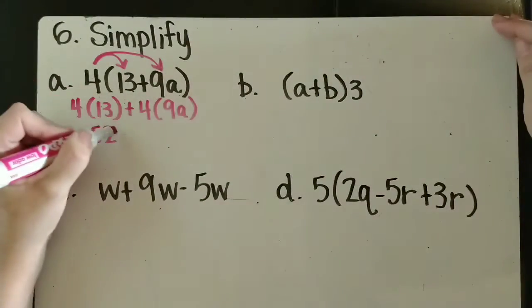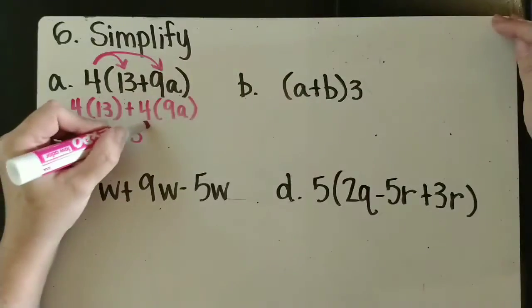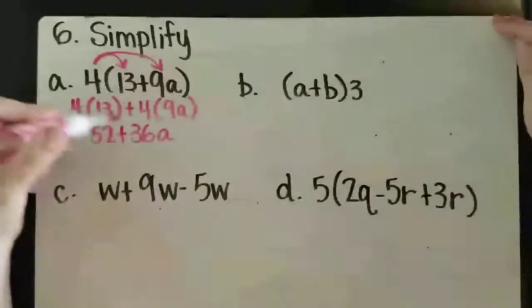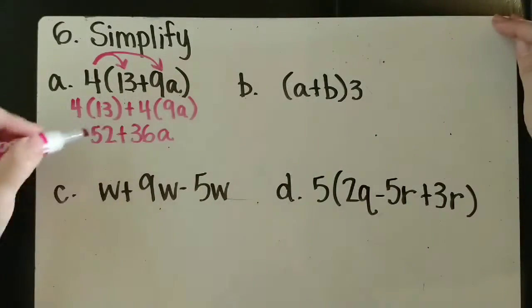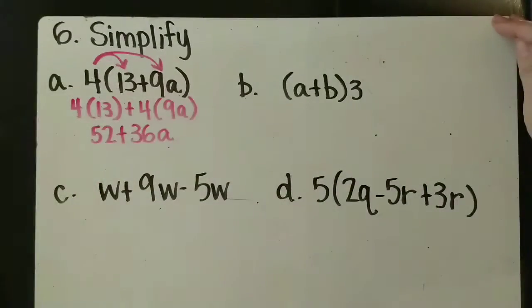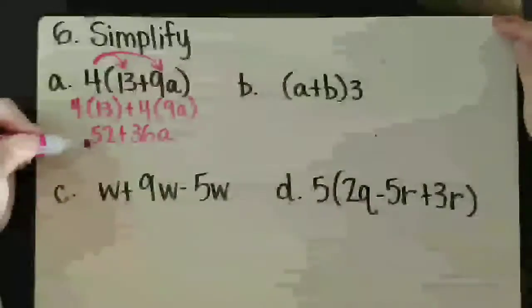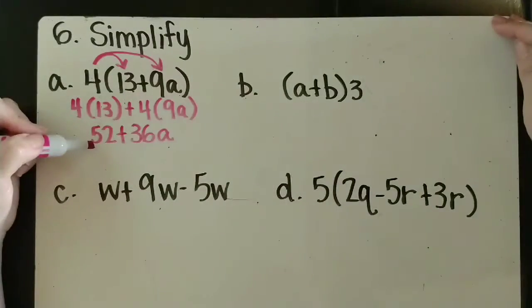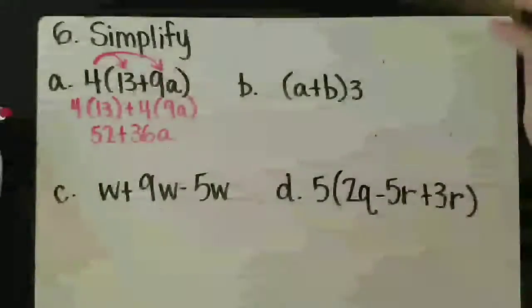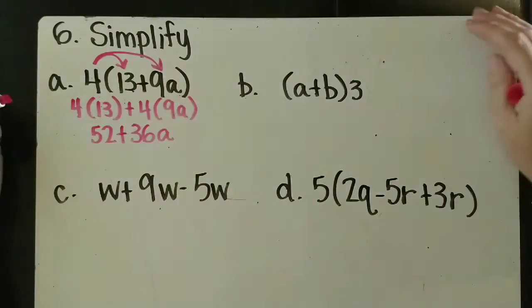And multiplication here would be 36a. And if you look at them again, this has the labeling of a, this does not. So it is simplified completely. You cannot add these 2 together. They are not like terms. Now I would like for you to try letter B.